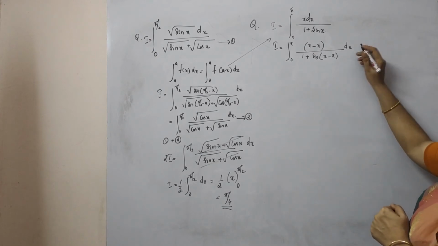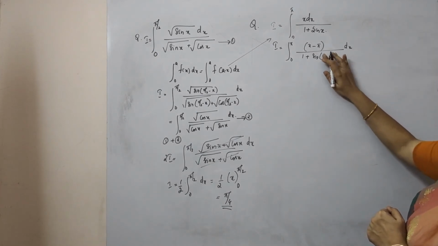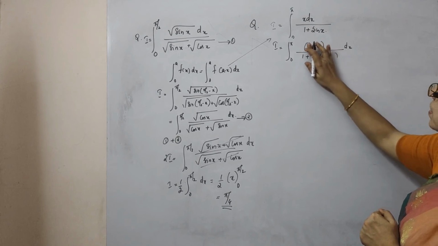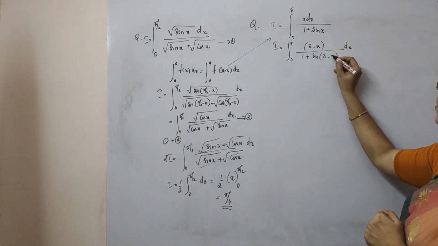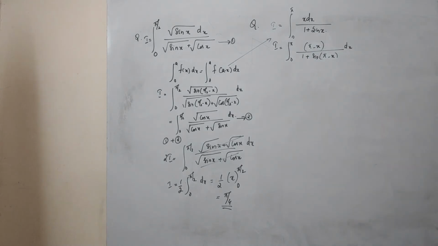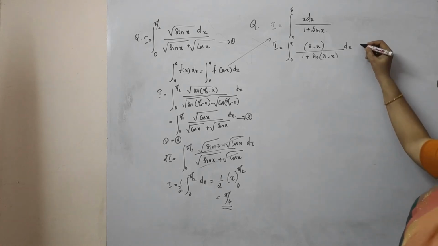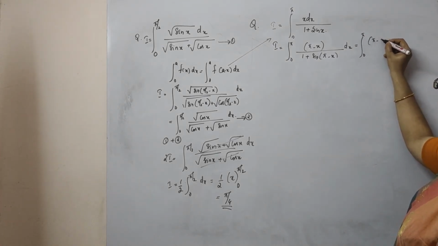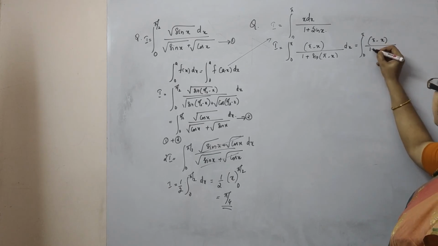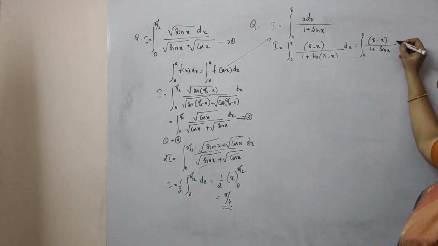So, sorry, not x minus pi. It is pi minus x. Sorry, pi minus x. So this is also pi minus x into dx. It is pi minus x into dx. Now, what is sine of pi minus x? As I know, sine of pi minus x is equal to sin x. So I can write this as integral 0 to pi of pi minus x by 1 plus sin x into dx.